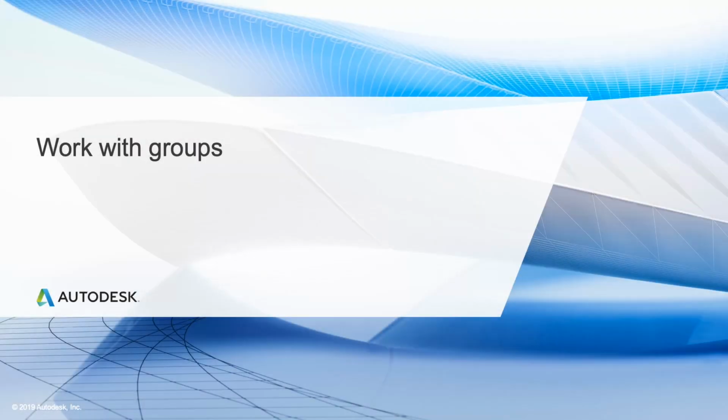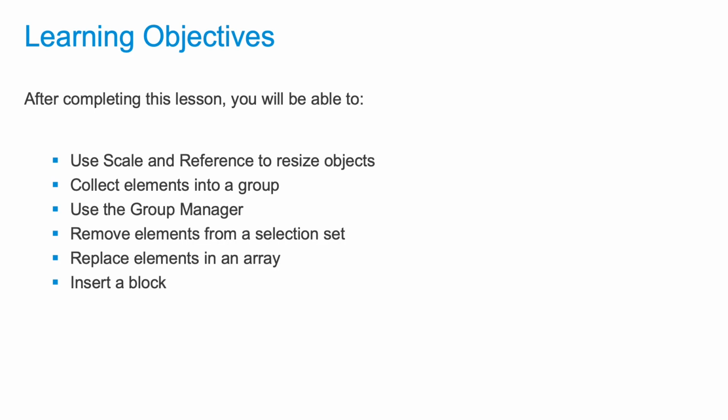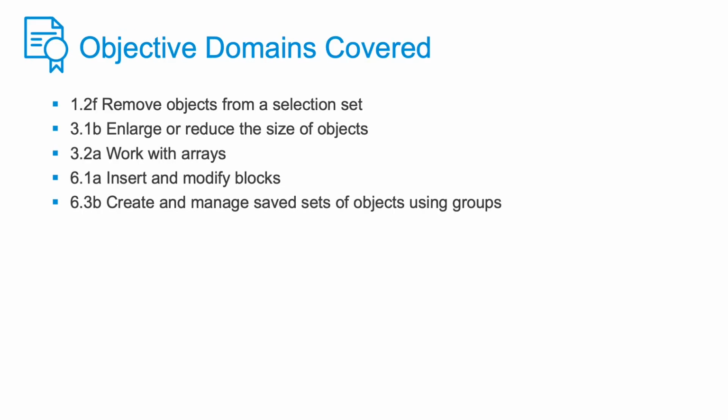Have you ever found yourself repeatedly selecting the same set of objects for copying, moving, or some other operation? With the Group command, you simply select the objects that you want to associate together and press Enter. Then when you select any object in the group, all of the grouped objects are selected.